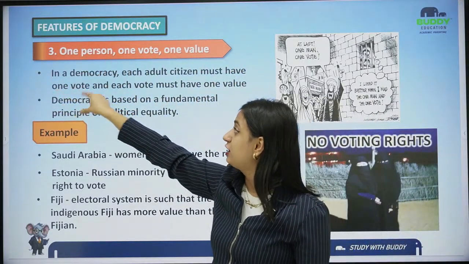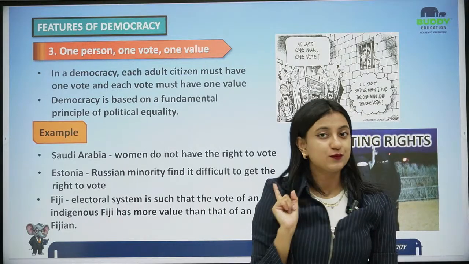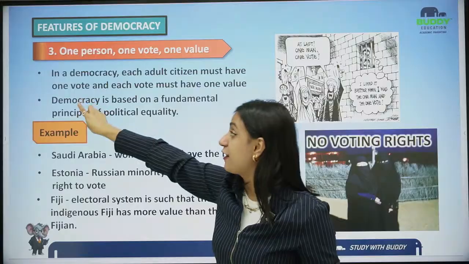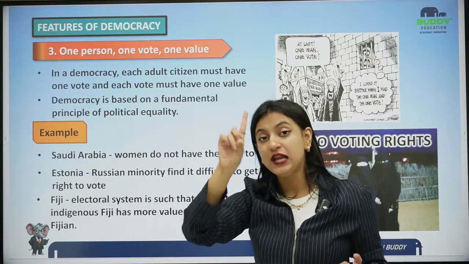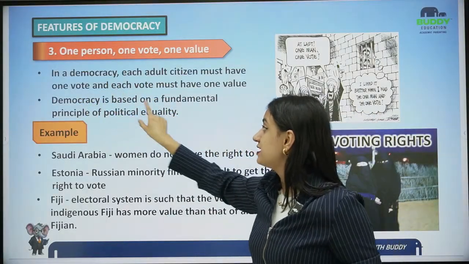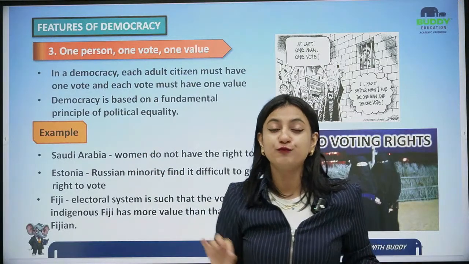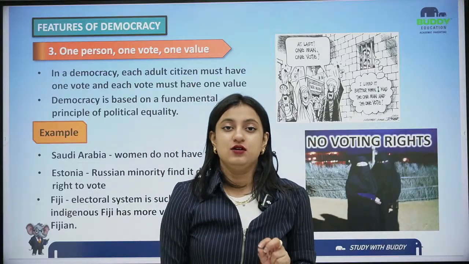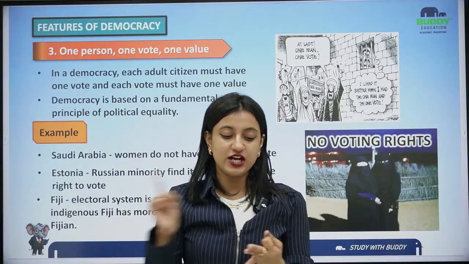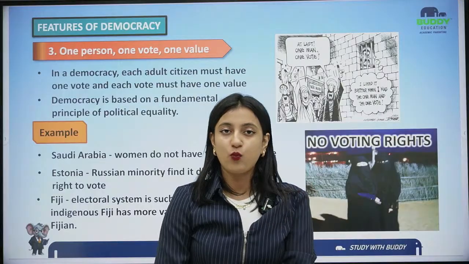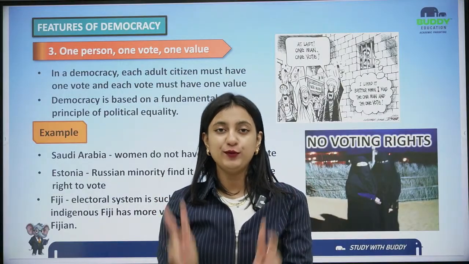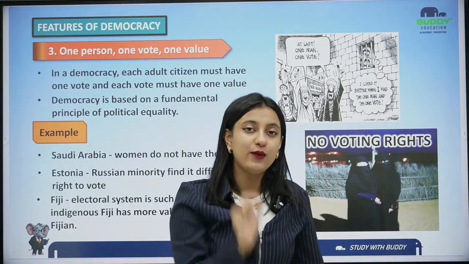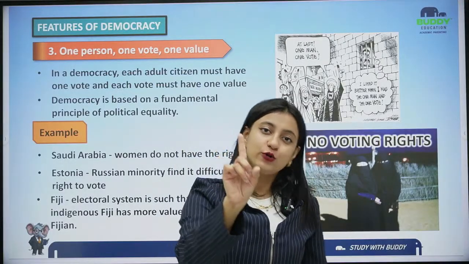What does that sentence mean? In a democracy, each adult, I'm talking about adults here because only they get to vote, each adult citizen must have one vote and each vote must have one value. Democracy is based on a fundamental principle of political equality. Now what do we mean by political equality? That whatever caste, religion, gender, race, ethnicity, color, whatever you have, if two people belong to the same country, their vote should have equal value, which is one value, and they're allowed only one vote.